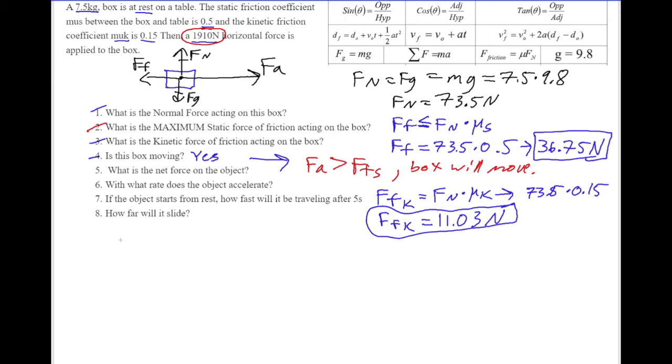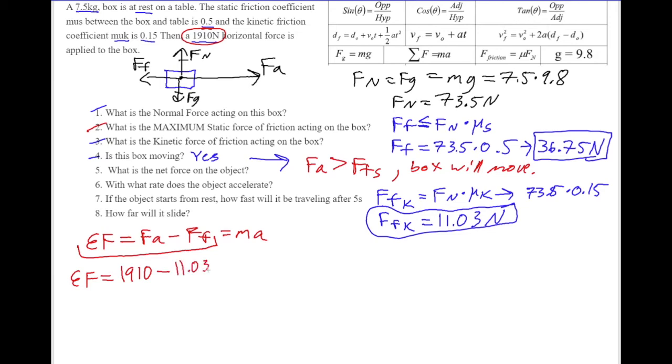Number 5 says, what is the net force on the object? So net force we know is equal to the forces that point to the right, force applied, minus the forces that point to the left. It's also equal to mass times acceleration, but we don't know the acceleration, so we're going to have to use this part of the equation to figure it out. So if we go ahead and plug in, we find out that our force applied, which is given to us, is 1910 newtons, minus force friction. Since it's experiencing acceleration here, we're going to use the kinetic friction, and that's 11.03.